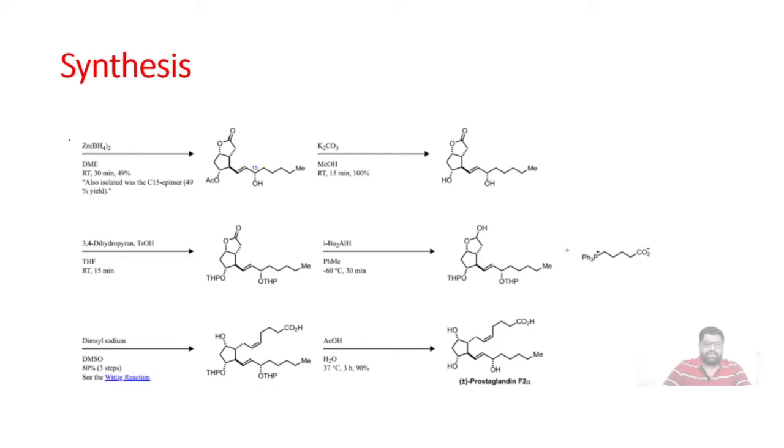This is reduced over here, but as we are using zinc, we get the S isomer, that is the C15 epimer, in 49% yield. So we get resolution over here, and we get the C15 epimer in 49% yield. So we got the first, second, third, fourth, and fifth chiral center also. Now let's go for the other part.